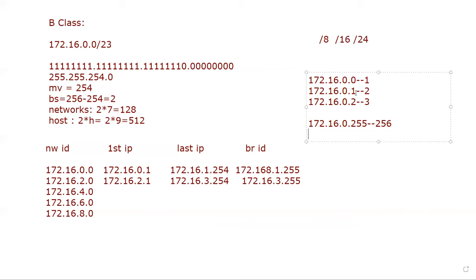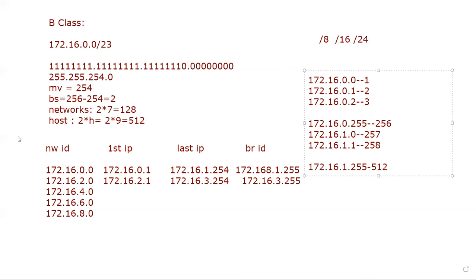I'm just rearranging this, solving this. 172.16.1.0 is your 257th IP. 172.16.1.1 is the 258th IP. So 172.16.1.255 is your 512th IP. Understand the concept? So for /23, you can solve like this. This is the example for B class.